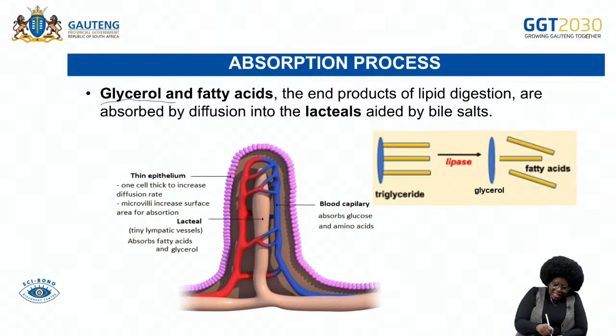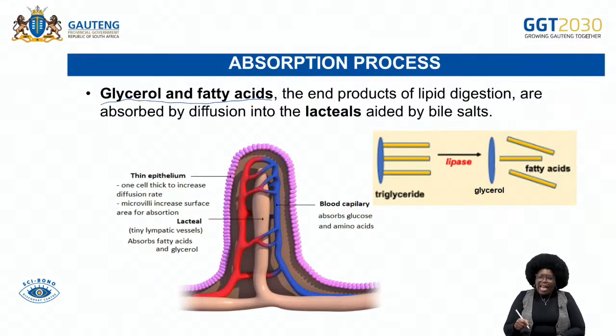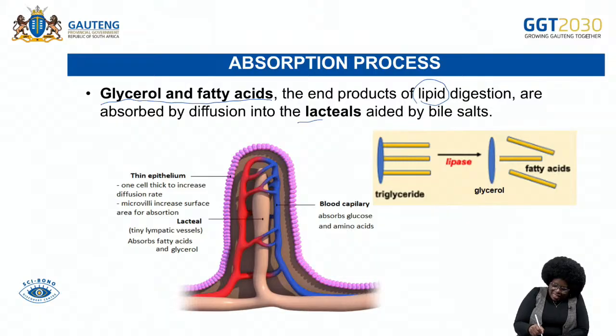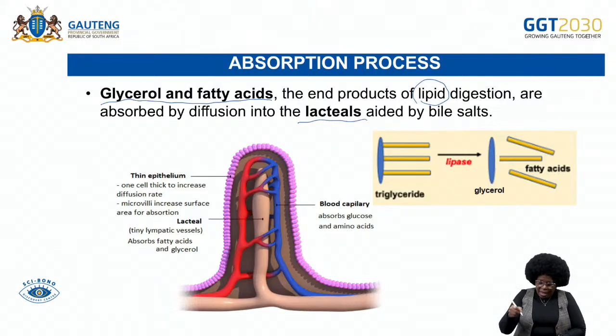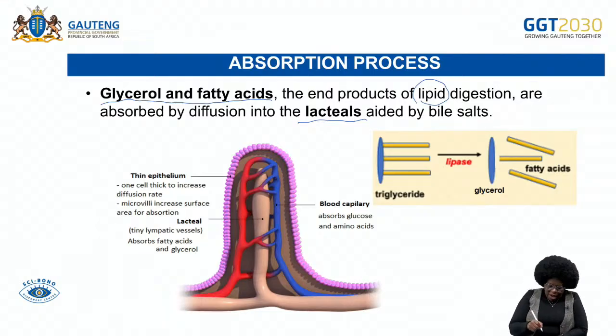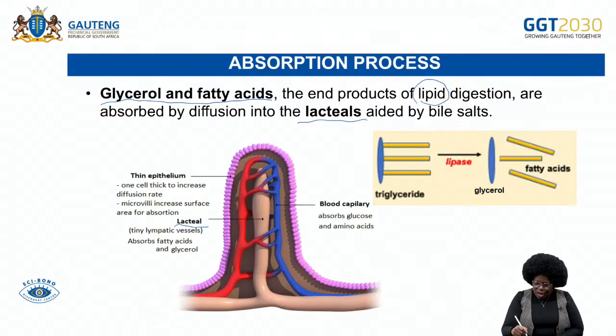Glycerol and fatty acids, this is not something new. The end products of lipid digestion, fat digestion, are absorbed by diffusion into the lacteals. You must know where it is going. Aided or helped by the presence of the bile salts, right? This is the lacteal. We have just looked at the structure earlier on.